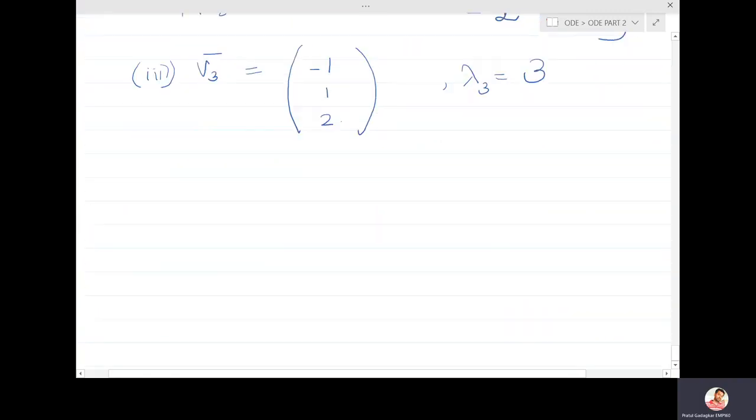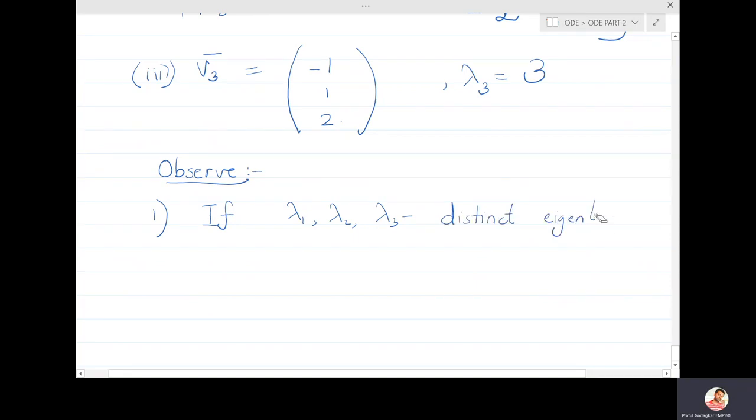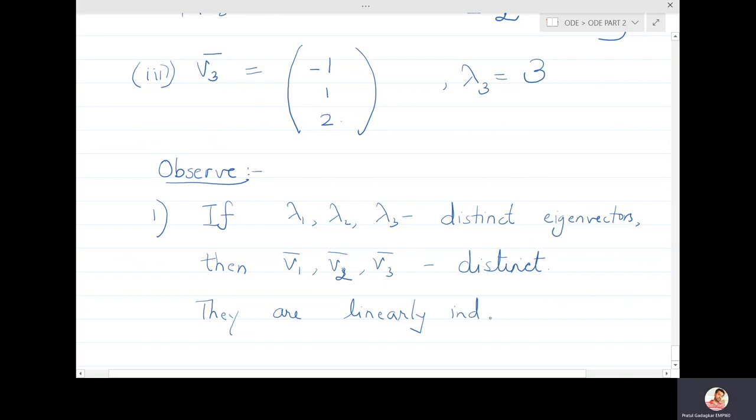And now what do we observe here? We observe from the above examples that if lambda 1, lambda 2, lambda 3 are distinct eigenvalues, meaning they are all three different, then V1 bar, V2 bar, and V3 bar are also distinct. Not only distinct, but you should notice that they are linearly independent. So the result I'm trying to tell you is that if eigenvalues are distinct, then the corresponding eigenvectors are linearly independent.